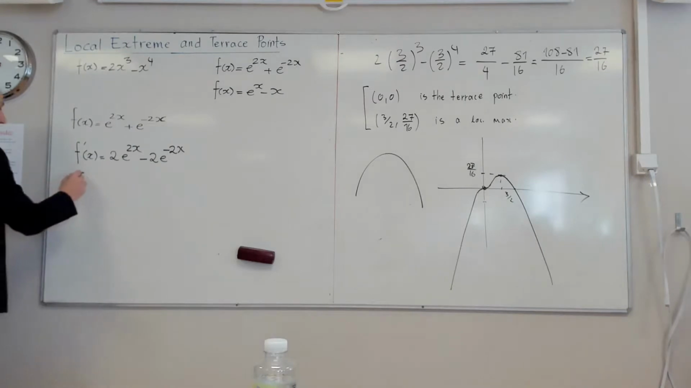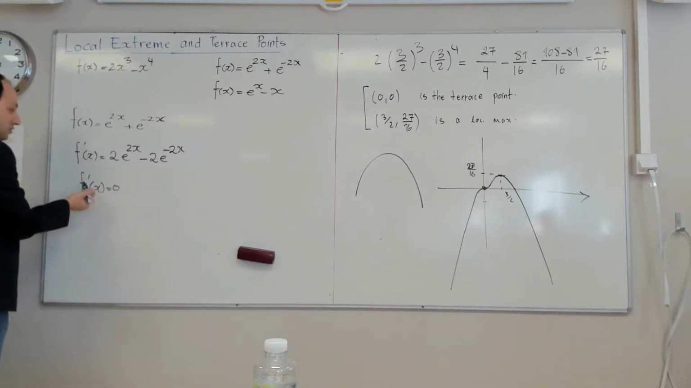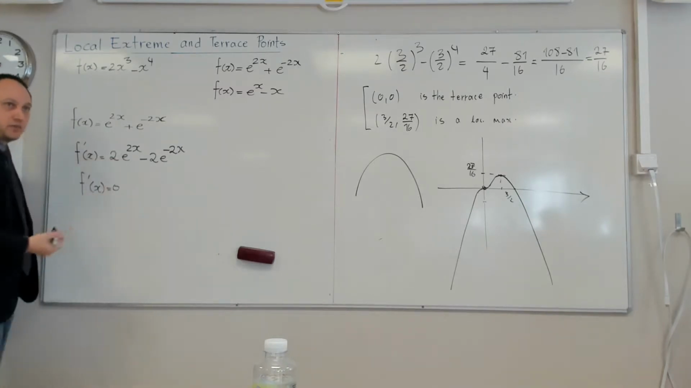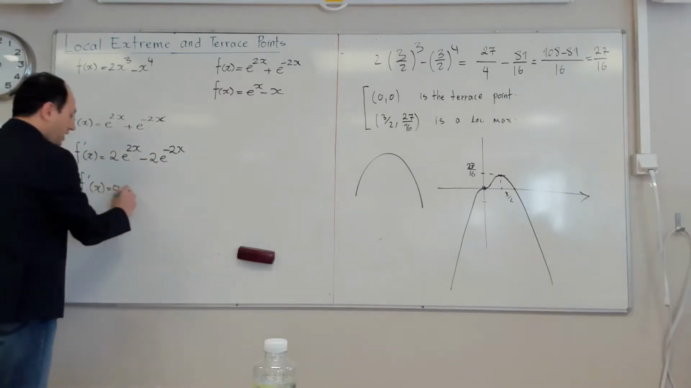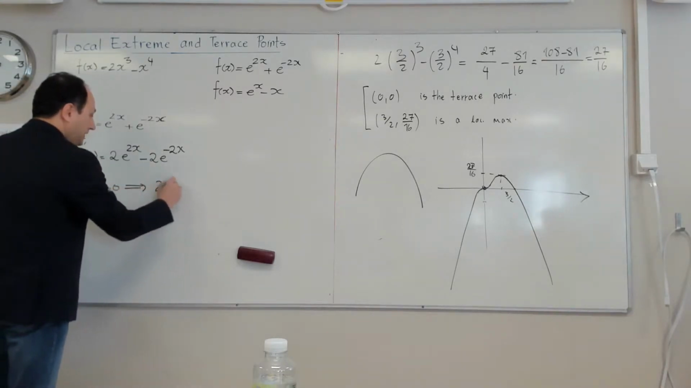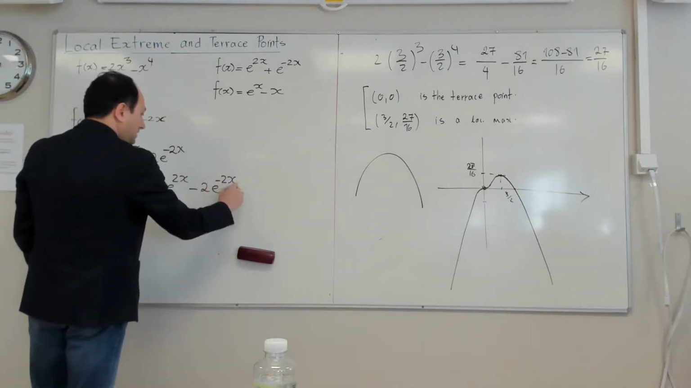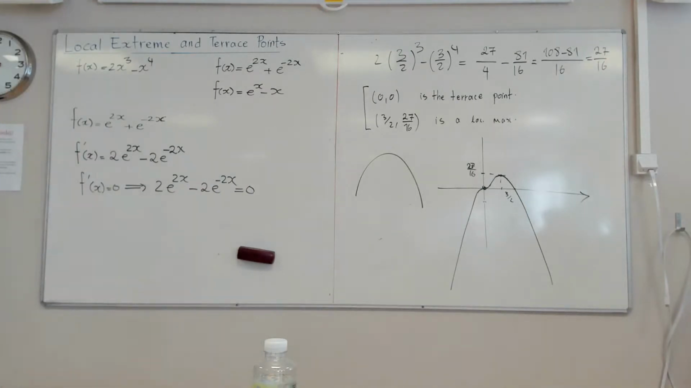What I need to do, I need to put the derivative equal to 0. Might be this is the reason that they don't ask you to do this, because solving exponential equations might be a little bit hard. But this is not of the hard types. So can you tell me how should I solve that? 2e to power 2x minus 2e to power minus 2x is equal to 0. Can you tell me how should I solve this equation? I want to find x.